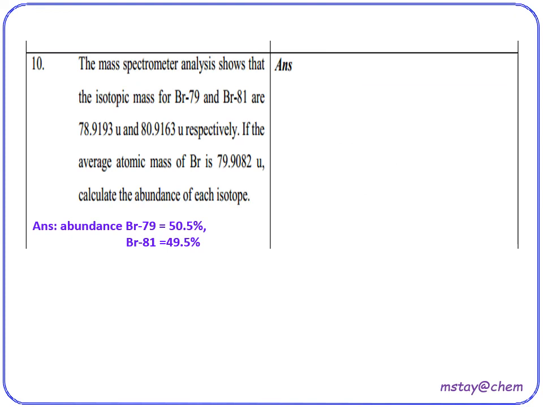Now let's challenge a different type of question. When I briefly scan this question, I can see that the final part is asking us to determine the abundance of each isotope. The symbol of abundance is Q. Let's read through the whole question. The mass spectrometer analysis shows that the isotopic masses for bromine-79 and bromine-81 are 78.9 and 80.9 AMU respectively. If the average atomic mass is 79.9, calculate the abundance of each isotope.